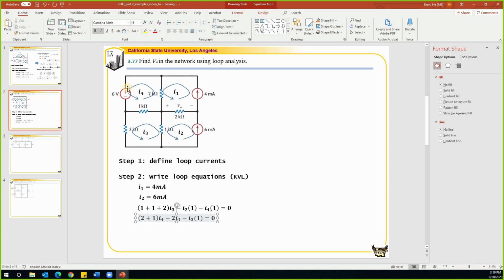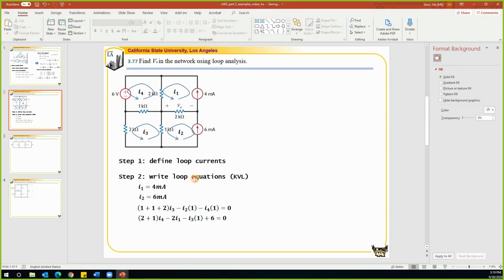And don't forget this voltage source. There is a voltage drop on this voltage source by following this direction. Minus 6, right? Oh no, plus 6. That is a plus 6 because the direction is this way, from the higher to the lower. So this is a drop of 6 volts. So plus 6. That is how we get these 4 equations.